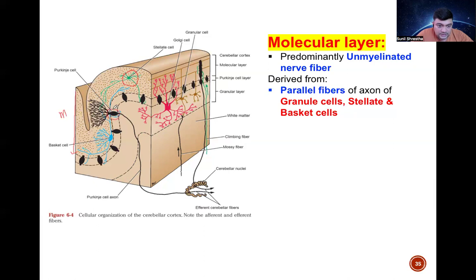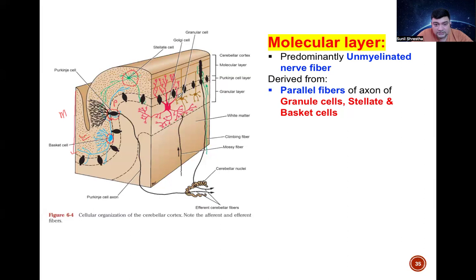And this one is the Purkinje cell. Basically, the Purkinje cells are present mainly here in the Purkinje layer. But in the molecular layer, you can see even the basket cells present. The Purkinje cells are present in the Purkinje cell layer.